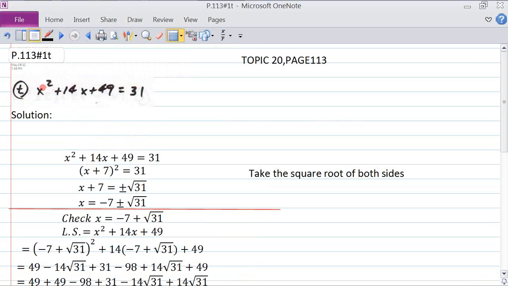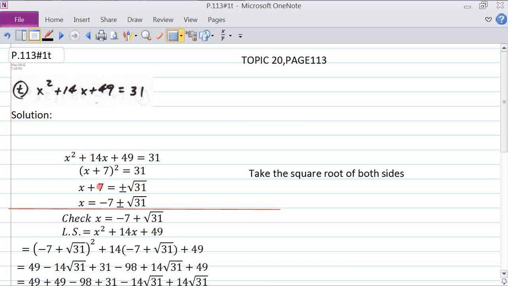Okay, question number 1. X squared plus 14x plus 49 equals 31. The key thing is to realize that this is a perfect square, so we can therefore write x plus 7 squared. And if we take the square root of this side, we get this. And if we take the square root of that, we get that. So this really emulates the previous 2 problems that we've done on number 1. We create a perfect square here. We take the square root of it here. Square root of this is this. So we have 2 solutions.